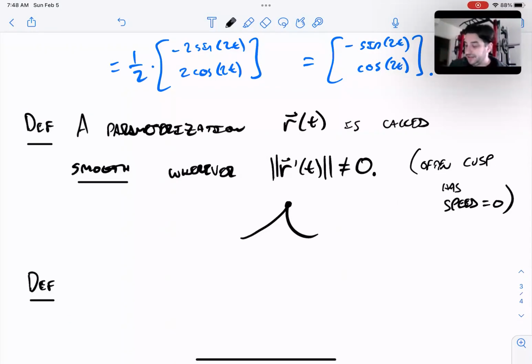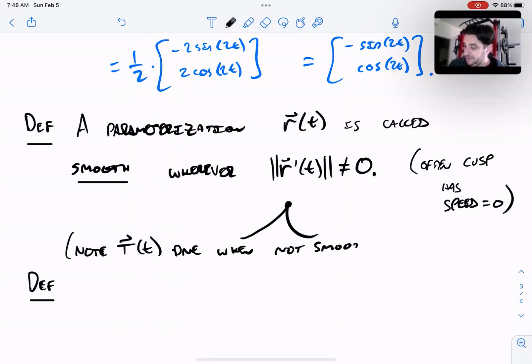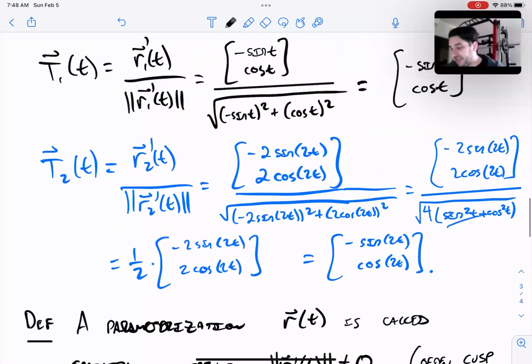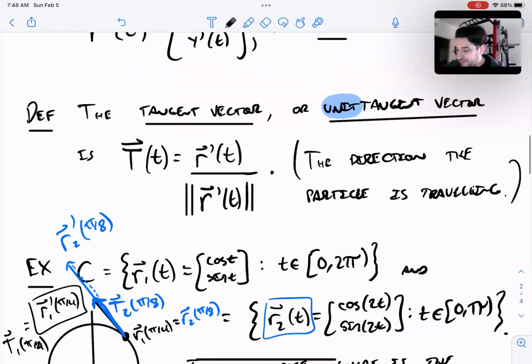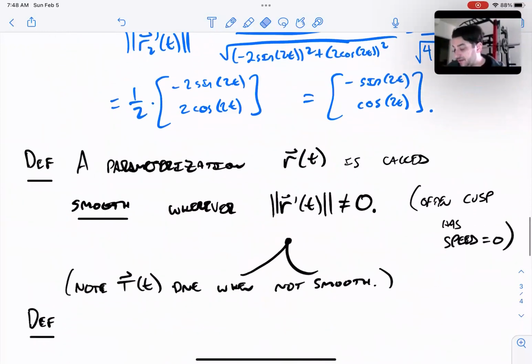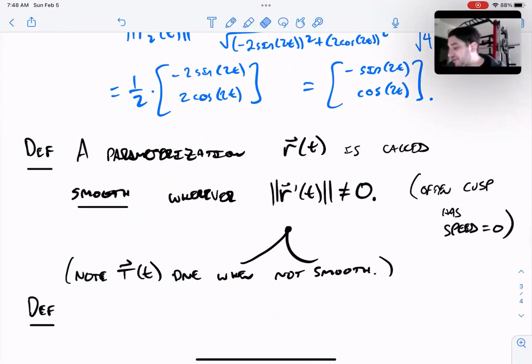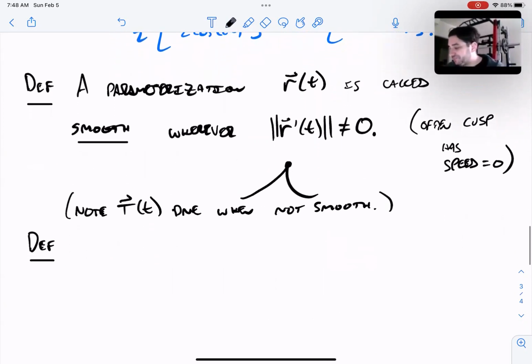Because note that the tangent vector does not exist, right? When it's not smooth, because the tangent vector, speed is the denominator of the tangent vector, right? So if that's zero, then you can't calculate the tangent vector. And I mean, this lines up with how maybe in Calc 1, you would say like at a cusp, there's no tangent line, right? The tangent line is undefined. It's the same idea here, right? There's no tangent vector at a corner or a cusp, which is typically where speed would go to zero.